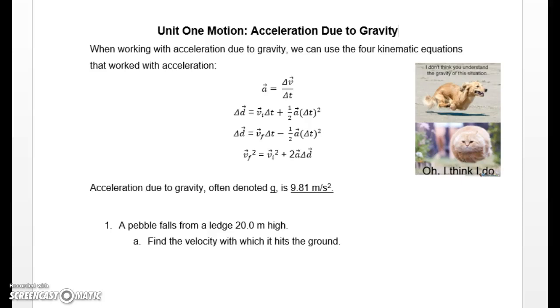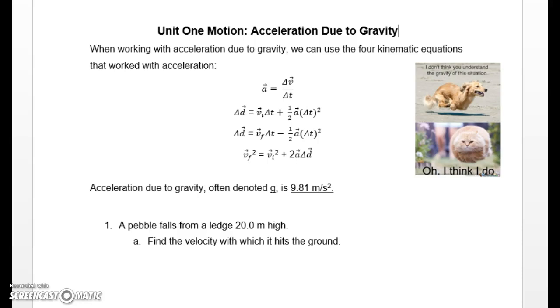In this video, we're looking at Unit 1 motion, and specifically we're going to talk about acceleration due to gravity. When we're working with acceleration due to gravity, we can use 4 of the 5 kinematic equations that we looked at in our last video. If you notice, the 4 kinematic equations that we're working with all have to do with acceleration. The one that we're missing is where we had initial and final velocity and weren't working with acceleration at all, because with acceleration due to gravity, obviously we need an equation with acceleration.